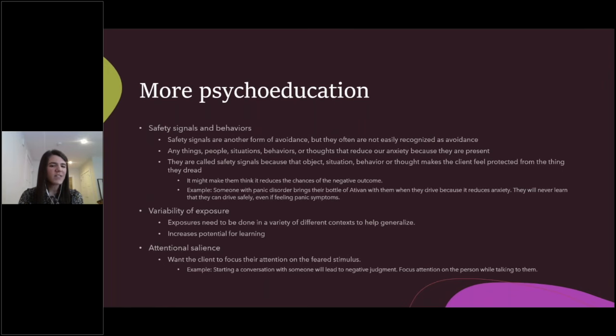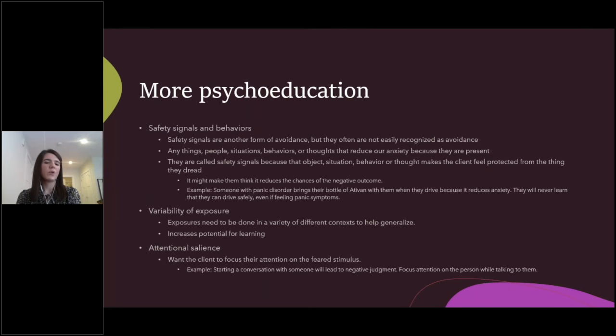They are called safety signals because these objects or behaviors or thoughts or situations make the client feel protected from the thing that they dread. So clients will have safety signals or safety behaviors that, when they are present, actually reduce the client's anxiety when confronted with their feared stimulus. So they associate an anxiety reduction to this thing, this object, this thought. And it might make the clients think that it reduces the chances of the negative outcome occurring just solely by having this thing. So here are some examples.